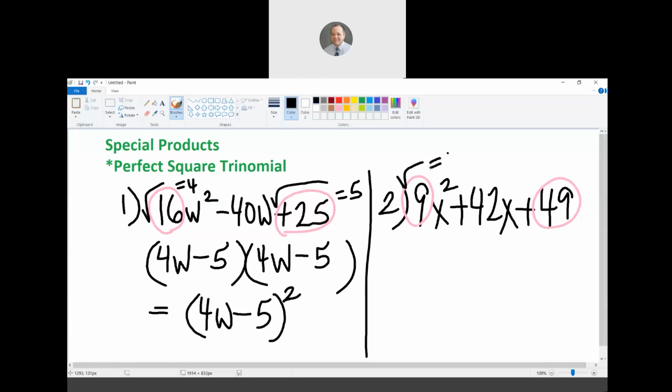Square root of 9 is 3, and the square root of 49 is 7. This is a perfect square trinomial.